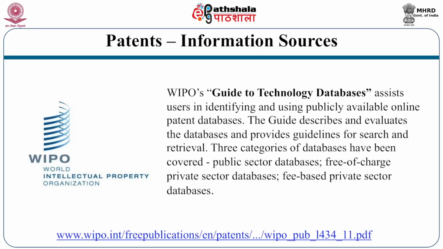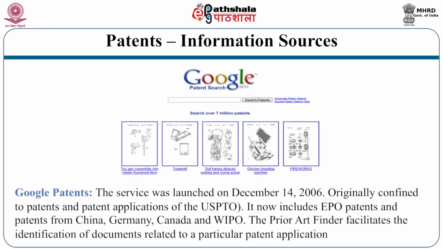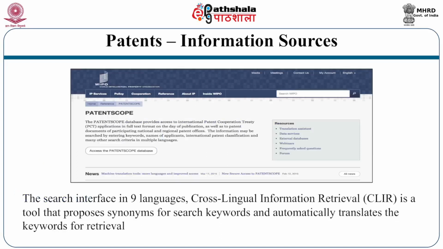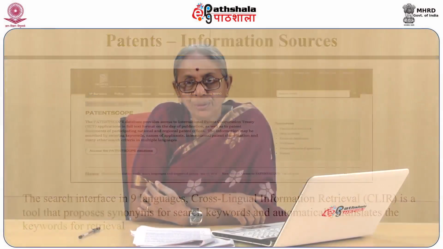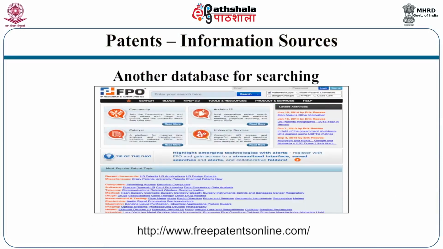In addition to this, there is the Intellogist website, Patent Lens, which gives access to free full text patent databases, Google Patents, and PATENTSCOPE, which has translation tools in 9 languages. All these information sources have been described briefly in the module, but the websites have been given. So, you can go to the websites and learn about these information sources. They are very useful for searching patent literature.